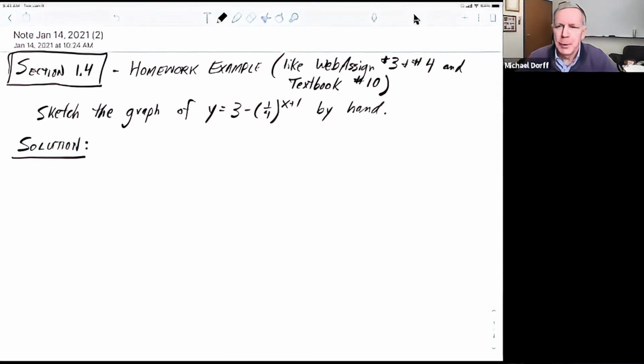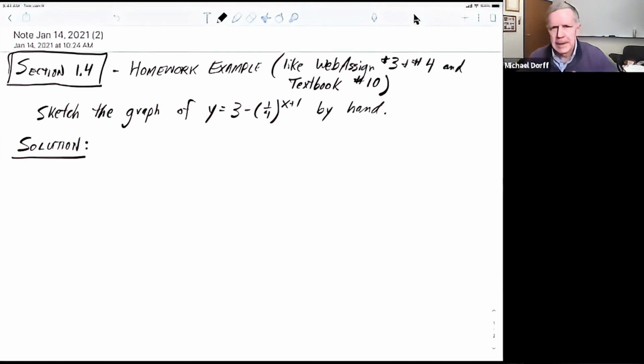Here we're in section 1.4, and we're looking at an example that's a homework problem. In this one, we're supposed to sketch the graph of the function y equals 3 minus (1/4)^(x+1) by hand. All right, so the first thing we need to do is see what is the foundational graph that we're going to use and transform to get the one that we have here.